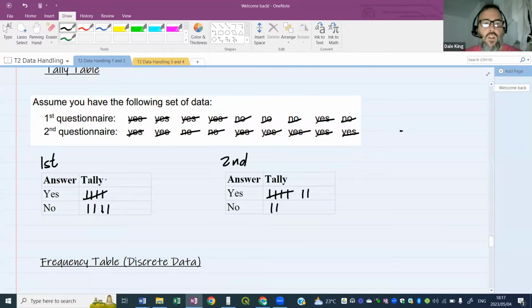And then once you've got the markings down, you can quickly glance at it and see exactly how many there are. All right. So it's just a quick way to count up and put marks down to have an observation of how many there are in the data set. Okay.